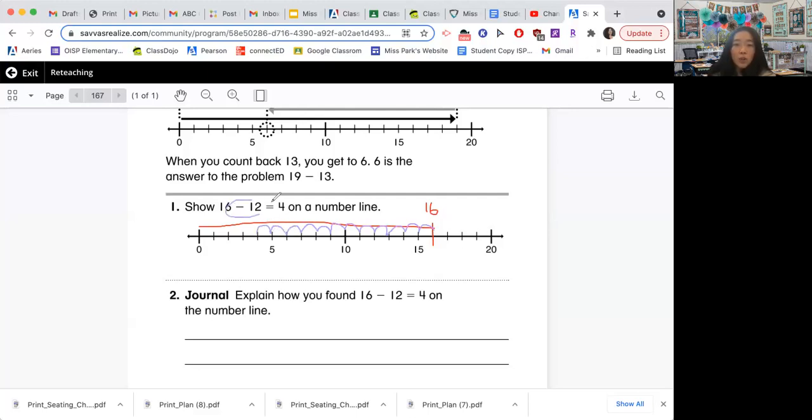So I just subtracted 12. And then what number did I end up at? It's the number right before 5. The number right before 5 would be 4. And that is why 16 minus 12 equals 4.